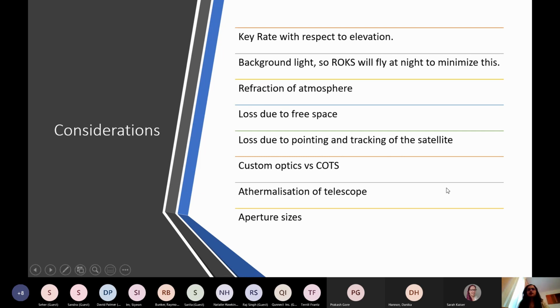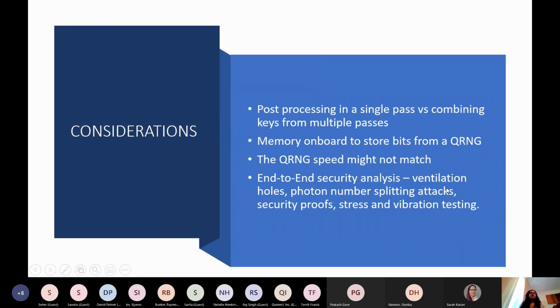That's another thing. Other considerations are how many times the satellite is going to go over the ground station, what time it is going to fly over the ground station, and whether you want to collect all the keys in one particular pass of the satellite, or wait for multiple passes to collect all the keys down and then do the post-processing. All of this also depends quite a lot on what kind of platforms you're using, whether Linux-based platforms or otherwise, and also what kind of memory you have on board, right?